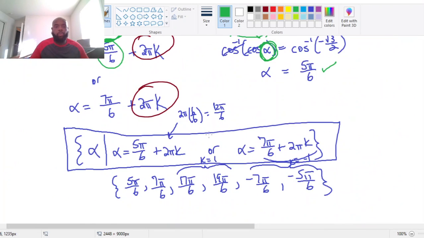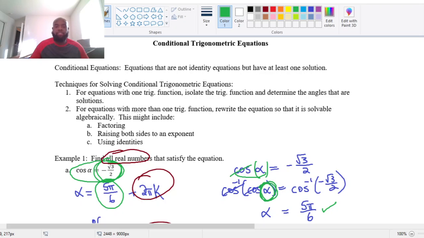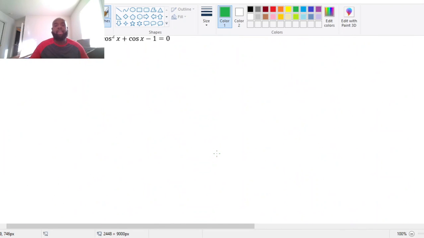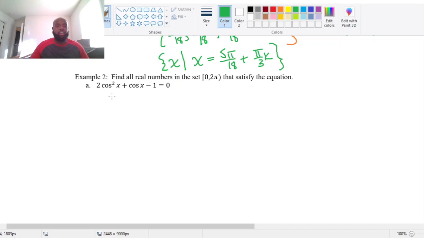And just as a review, we're going to use one of these methods here. We're going to try to factor to solve, we're going to try to raise both sides to an exponent to solve, or we may try to use identities to solve, right? And so let's go back here. Notice here, I have a squared term, I have a linear term, and I have a constant. This term right here is squared. This term right here is linear. And this term right here is constant.